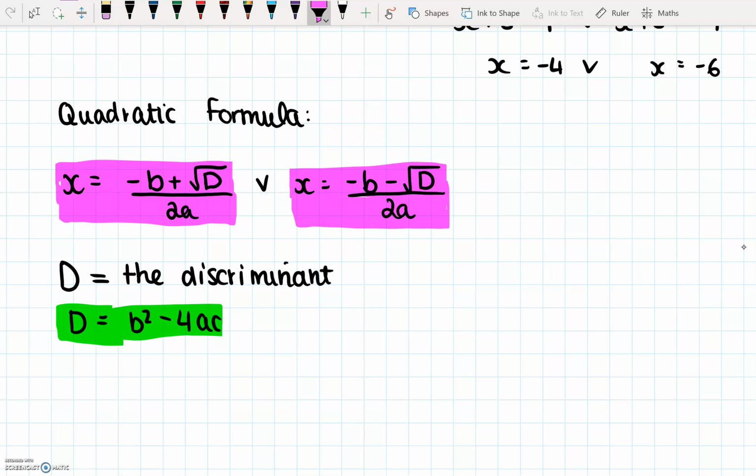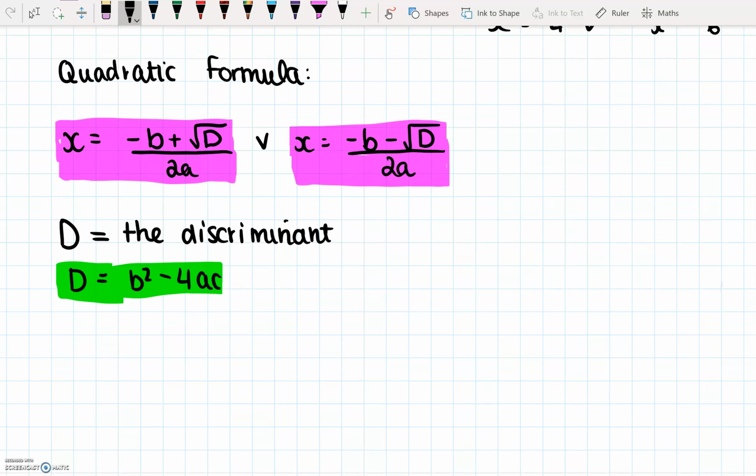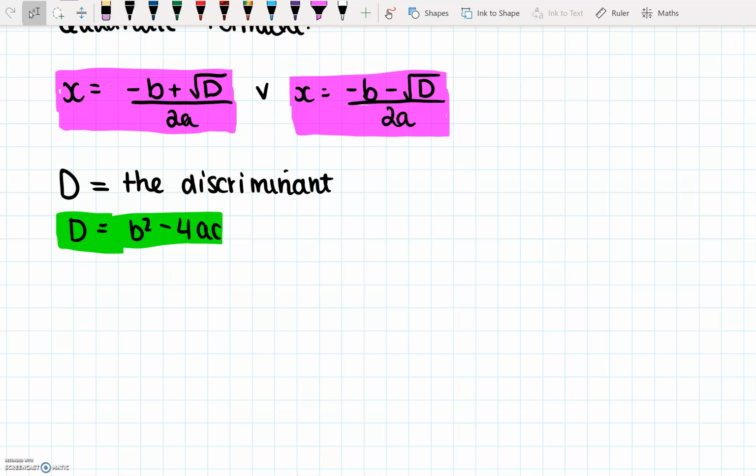Now, how do we use this? Let's say that we have our equation, and we said our equation was x squared plus 10x plus 24 equals 0. And it's again important that it is equal to 0.